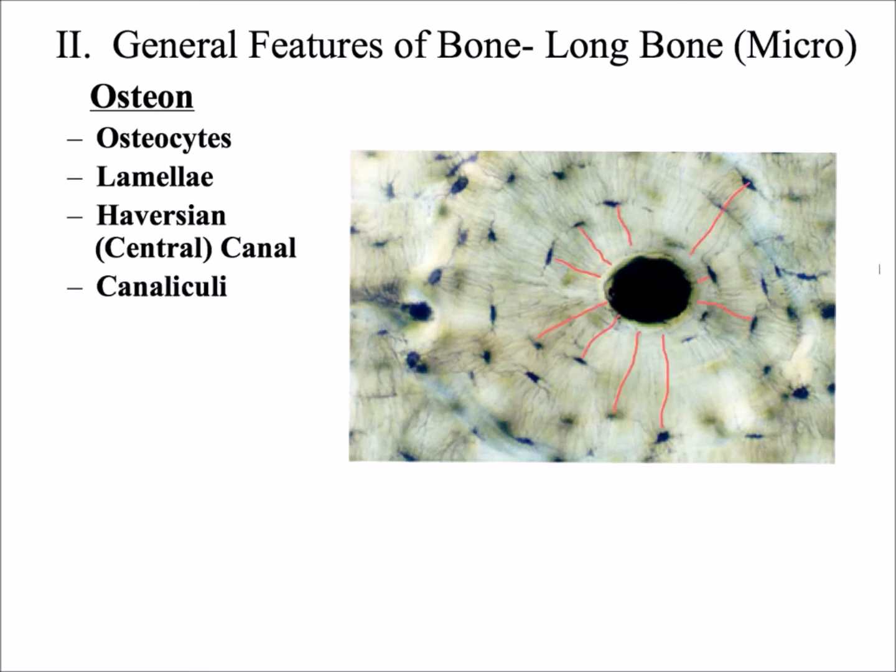As the name implies, canals help transport substances. If you look at the canaliculi, they're all connected to the central canal and to the individual osteocytes, so that the osteocytes can get the nutrients they need from the blood vessels and also pass out waste from the stuff that they produce.